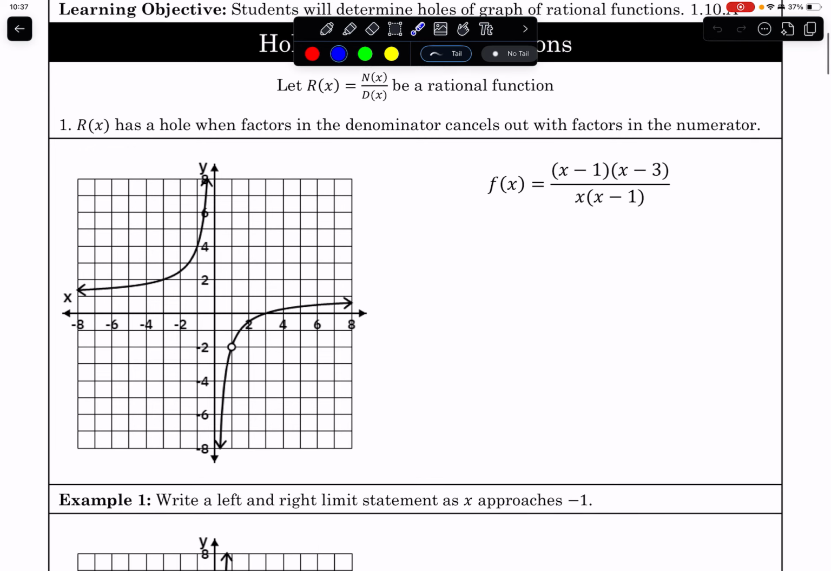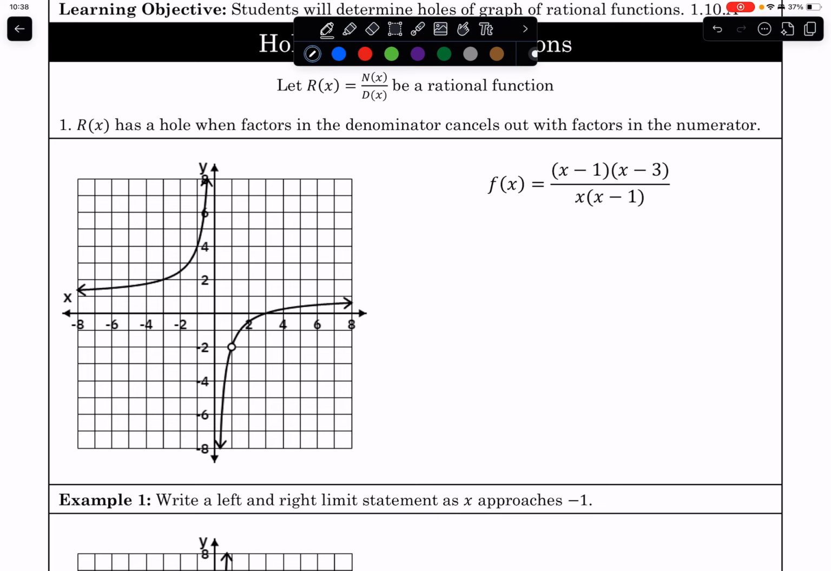First of all, if you look on the top, notice that we cross the x-axis. According to this, we should have zeros when the numerator is equal to 0, okay? So when x minus 1 is equal to 0, that would be at x equals positive 1.